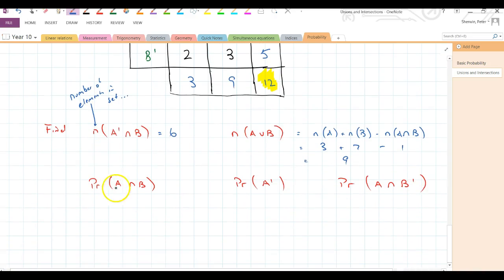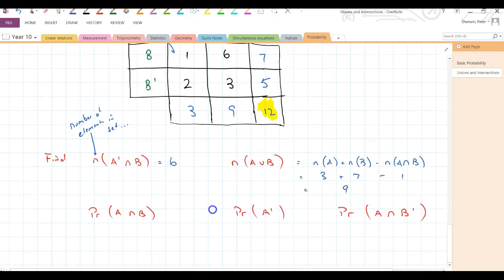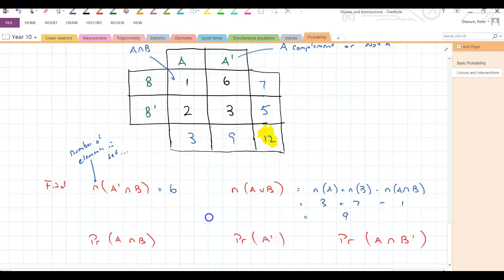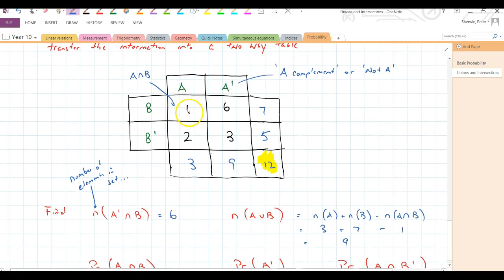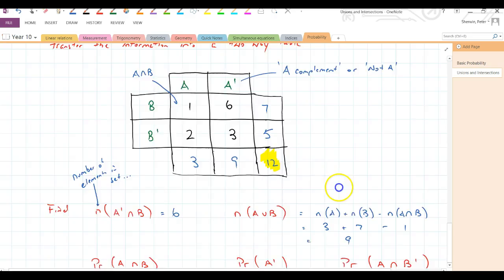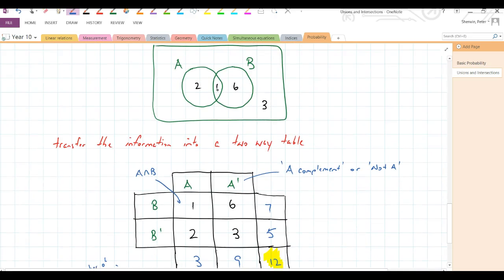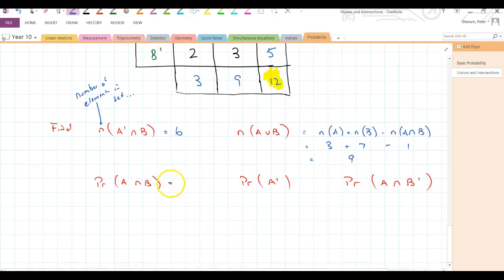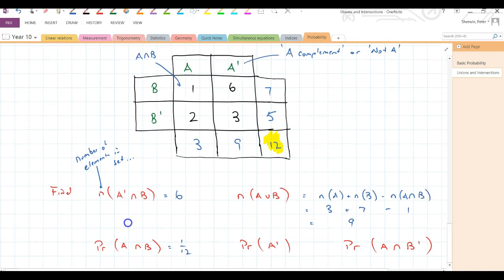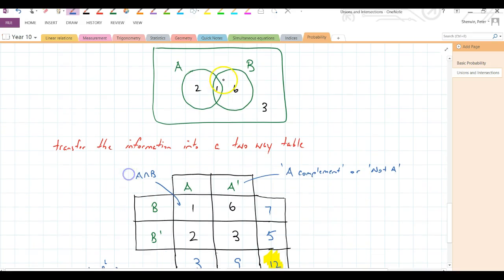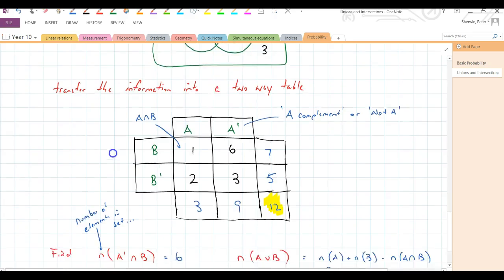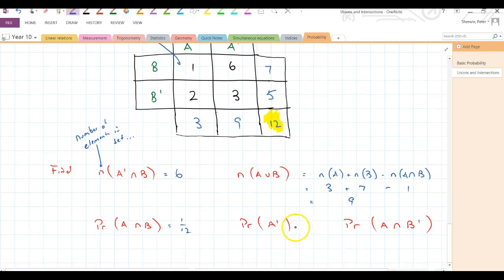Okay, last couple. Probability of A intersection B. So what's the probability of landing in that square there? It's 1 out of a total of 12, isn't it? So it's this one here out of a possible 12. So that's just 1/12. Probability of A complement, so not A. How many of those are there? There are 9 outside of A. Look at it here, outside of A, 6 and 3. 9 out of 12, or 3/4.